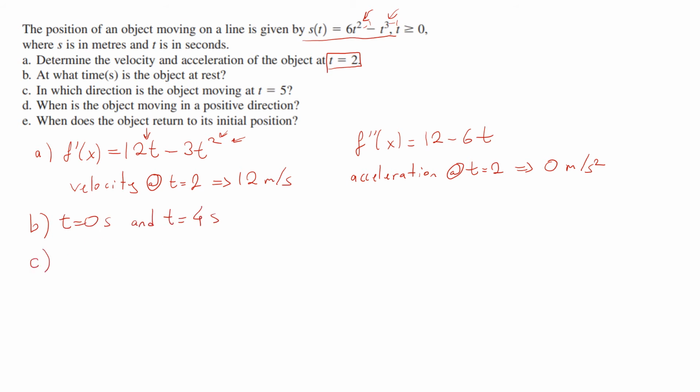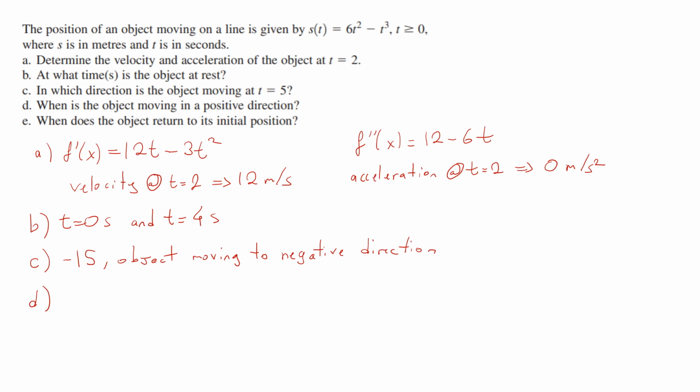So the third part is asking in which direction is the object moving at time 5 seconds. Because it's asking which direction it is going, like right or left, we saw that we did that by using velocity. So if my velocity is positive, it's moving to the right. If my velocity is negative, it's moving to the left. So I can use my velocity function again. So I see that when I plug in 5 for my function, I get the value of negative 15, which gives me the conclusion that the object is moving in the negative direction.